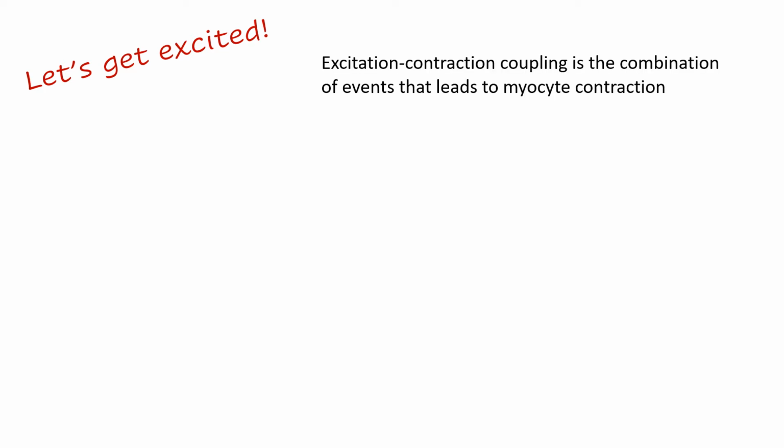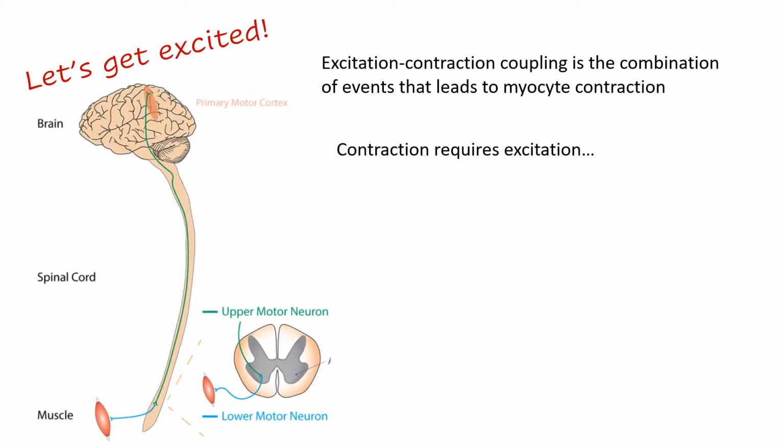So, before we talk about contraction, let's get excited. This has to come first. It comes first because this whole process is known as excitation-contraction coupling. It's a combination of events that ultimately will lead to that myocyte contracting. So contraction requires excitation.